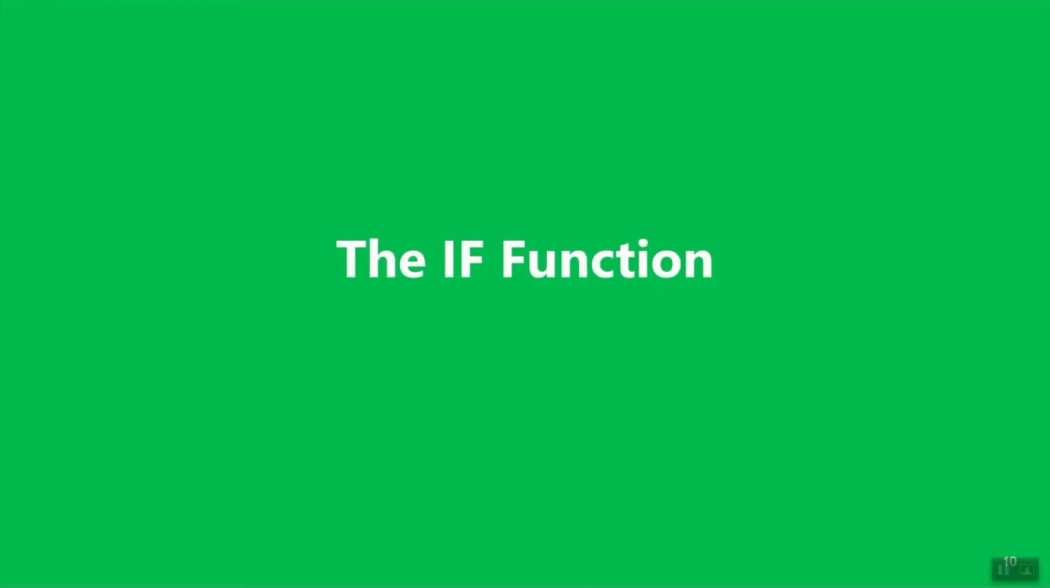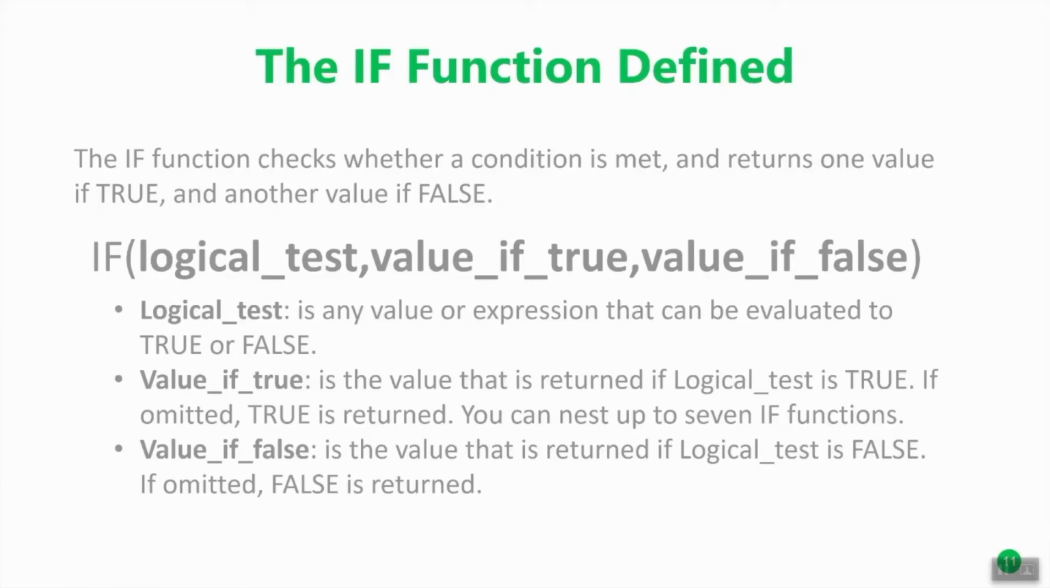Anyway, let's pause for a second and look at how Excel explains the IF function, because the language of this function can take a little while to fully understand. The IF function checks whether a condition is met, and it returns one value if that condition is true and another value if it's false. So looking at the syntax here, the logical test is any value or expression. So does cell B2 equal 200?